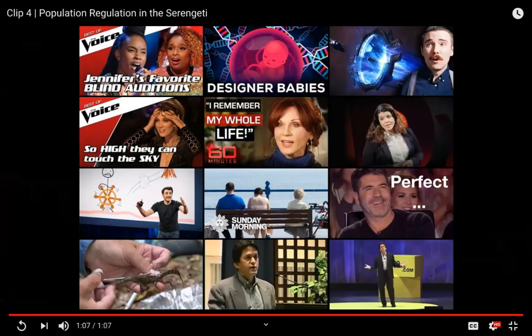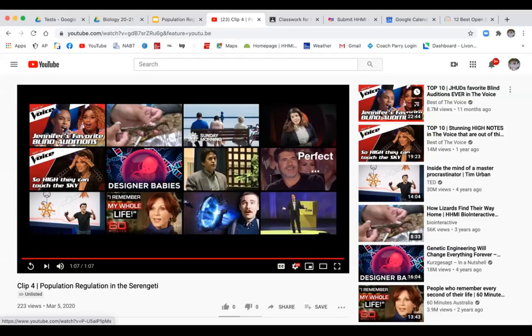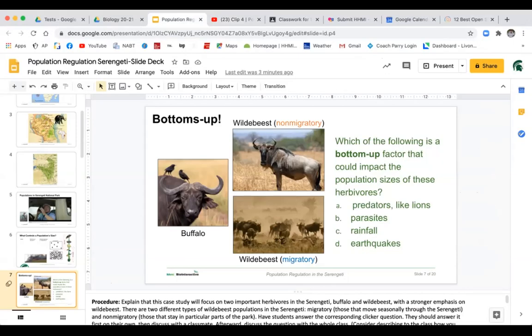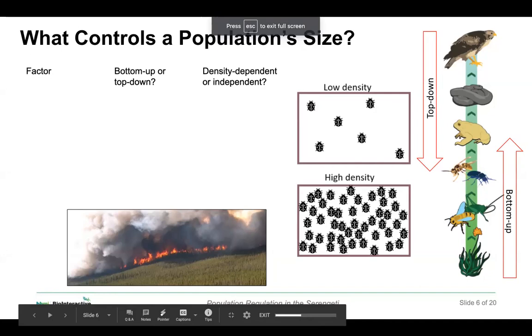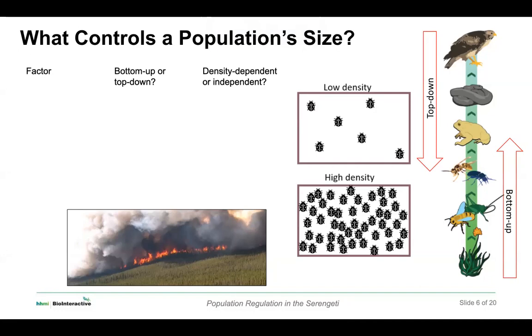So back when Tony Sinclair started his work in Serengeti, we didn't know a lot of this information. We were not super familiar with density dependent, density independent. Bottom up, top down has only really come out in the last 20, 30 years into our thinking. So hopefully that makes some sense about the difference.